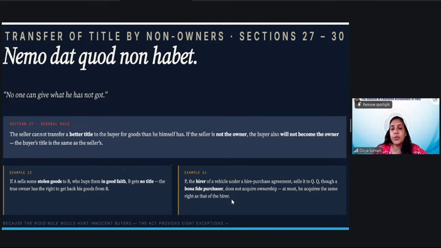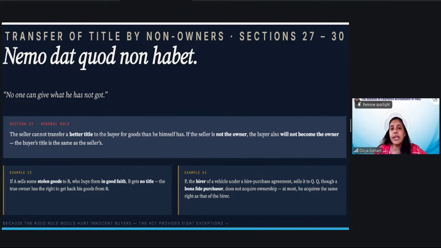Let me just read it out for you. P, the hirer of a vehicle, under a hire purchase agreement, sells it to Q. Q, though a bona fide purchaser. Bona fide purchaser means he is not aware that P is not the owner of the goods. So he is acting in good faith.